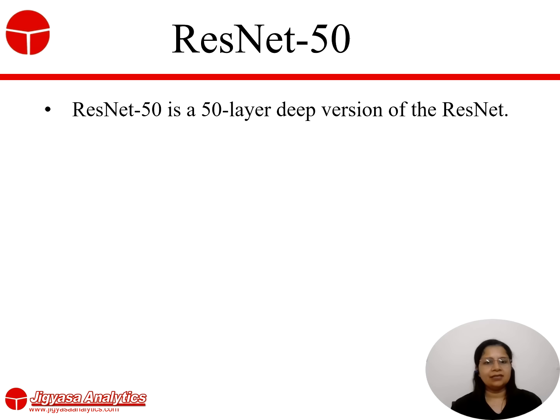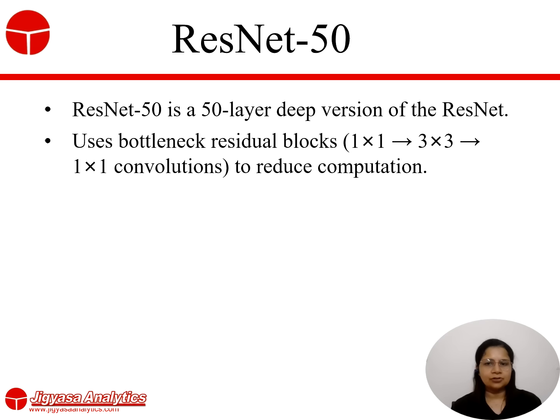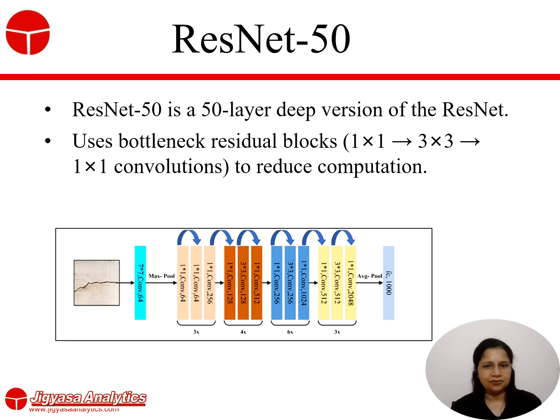ResNet 50 is a 50-layer deep residual network. It has special blocks called bottleneck blocks, which have 1 by 1, 3 by 3, 1 by 1 convolutions with shortcut connections. The bottleneck design reduces parameters and computation, making it efficient. Because of this, ResNet 50 is widely used as a backbone for image classification and feature extraction. Here we can see the ResNet 50 architecture. There are 49 convolutional layers and one fully connected layer.